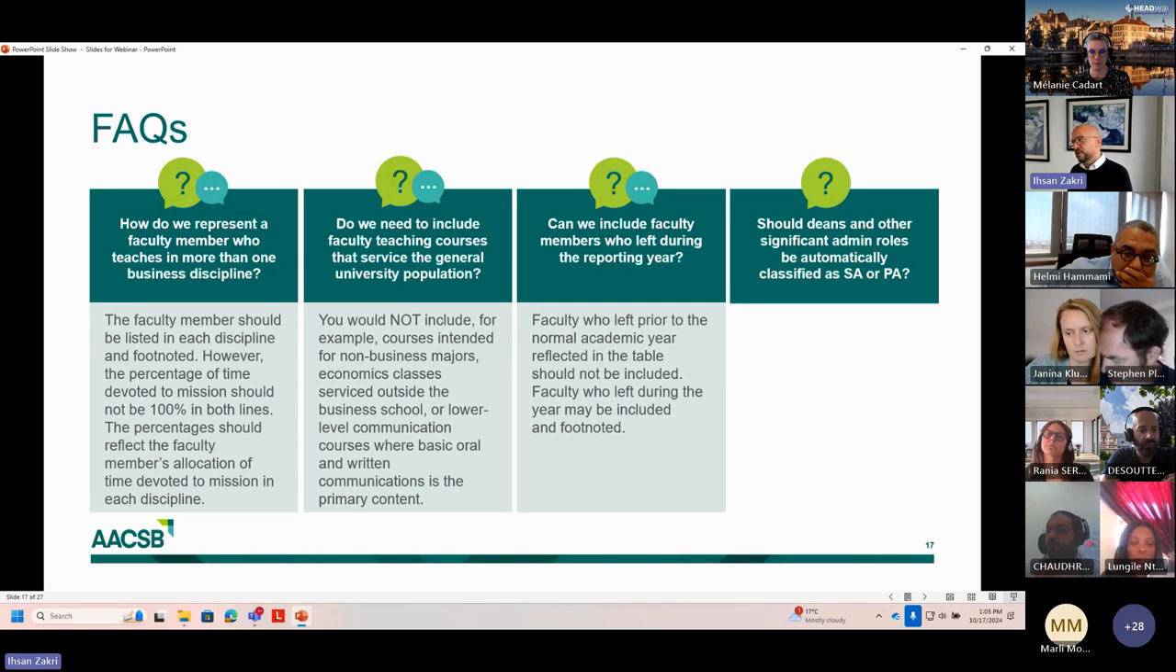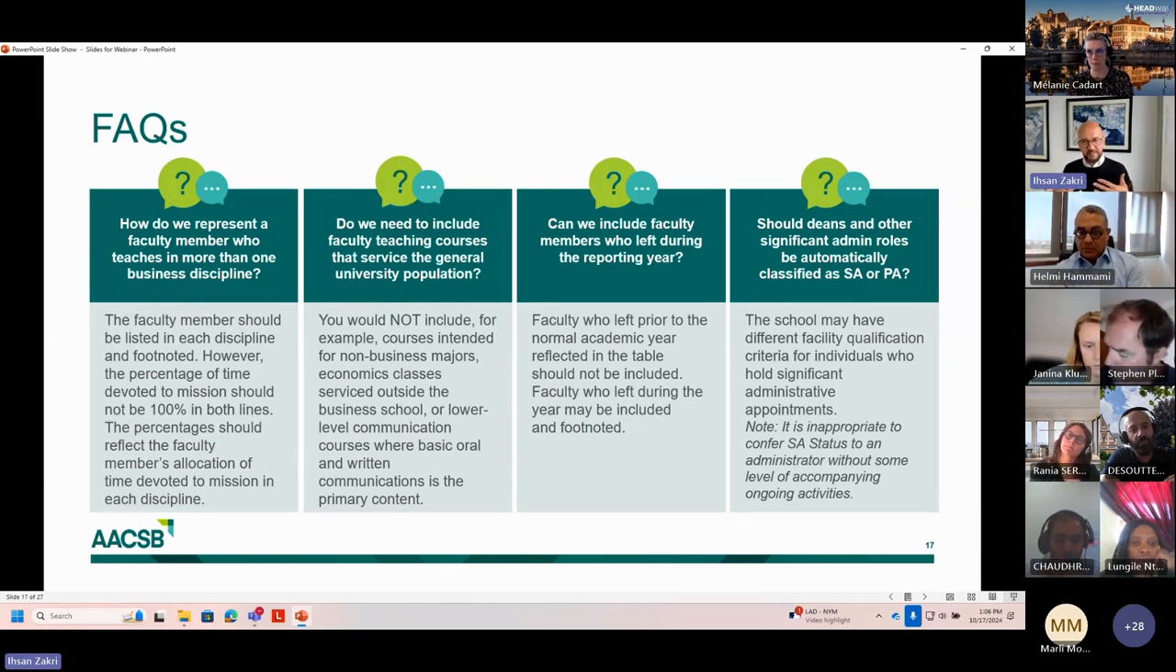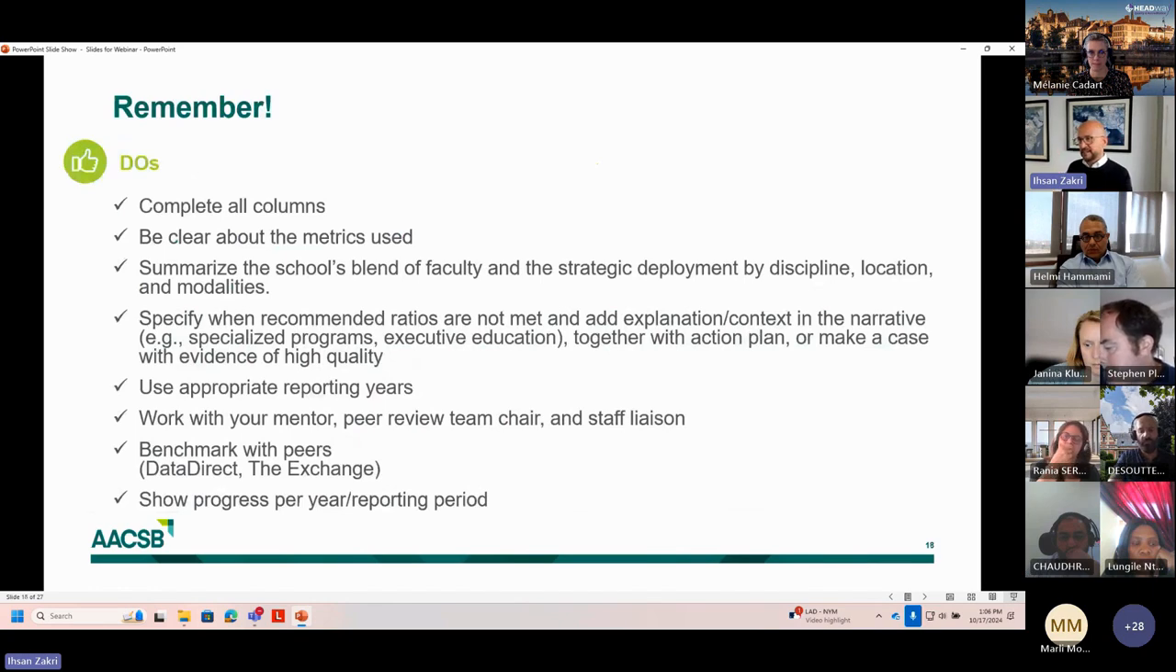This is also another interesting one. Should deans and other significant admin roles be automatically classified as SA and PA? I'm sure you'll say no. No, we don't do that. You develop, again, a policy. If they meet the definition, fine. If they really meet that definition, that is absolutely fine. But also, you take it with a grain of salt. They are taking big responsibility in this. They are leading the organization. Usually you've seen it, PA more often, because they are running a business, basically. But have a policy for all these roles, what is logical and representative.